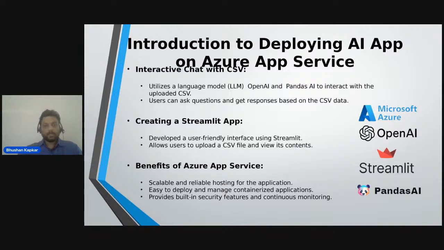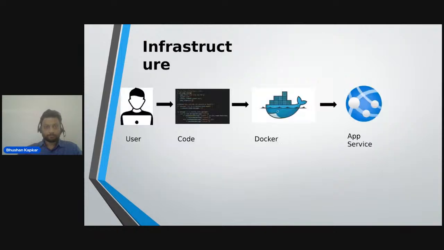Going forward, this is the entire infrastructure: the user who will be involved in that process, the code which will be available with us, the Dockerfile which will help to build the entire image for us, and the web app service. So there will be the flow. We'll build our code, then build our Docker image, and then push it to the app service. That's how we build the infrastructure.